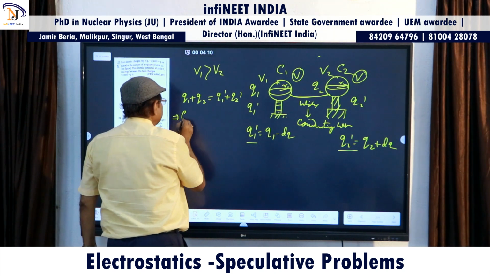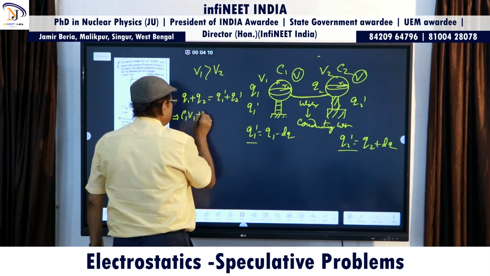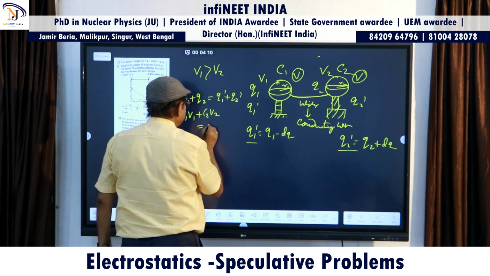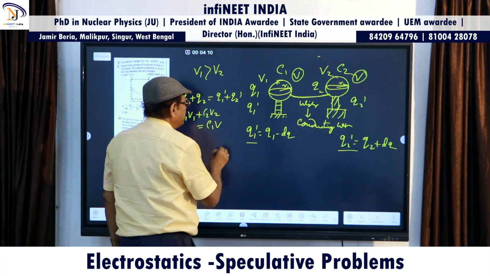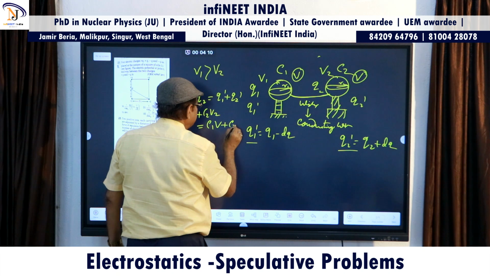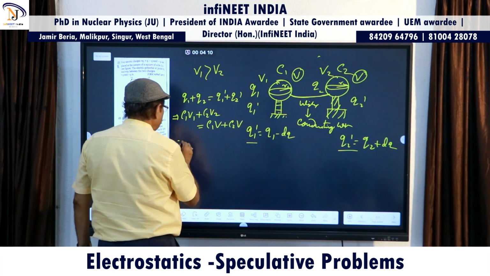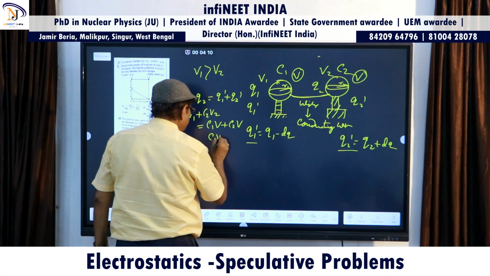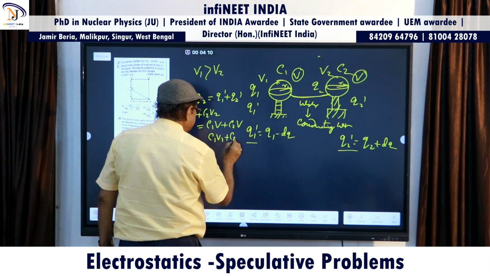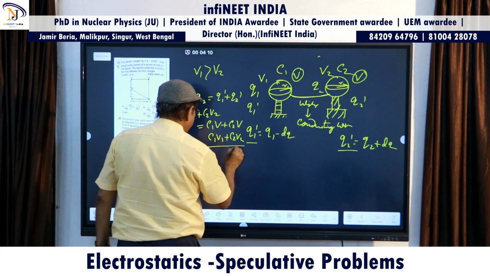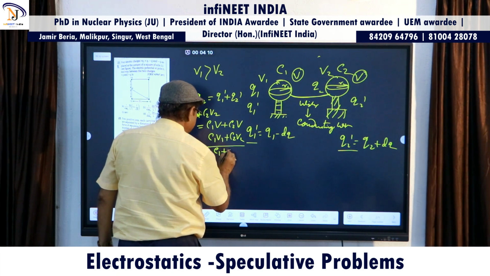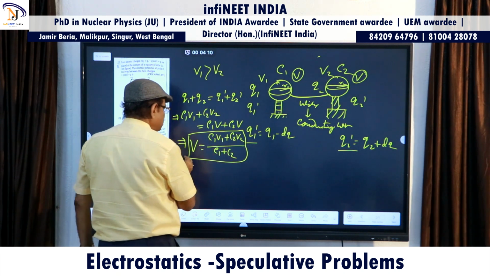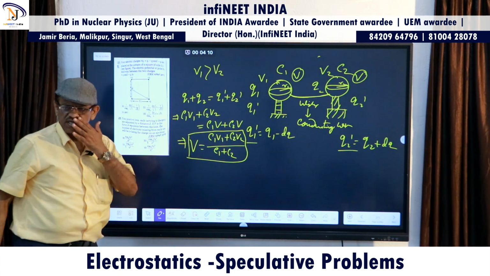Q1 means C1 V1, Q2 means C2 V2, Q1 dash means C1 into V, Q2 dash means C2 into V. What is the common potential? V is nothing but equal to C1 V1 plus C2 V2 divided by C1 plus C2. Am I clear or not? The common potential is this.